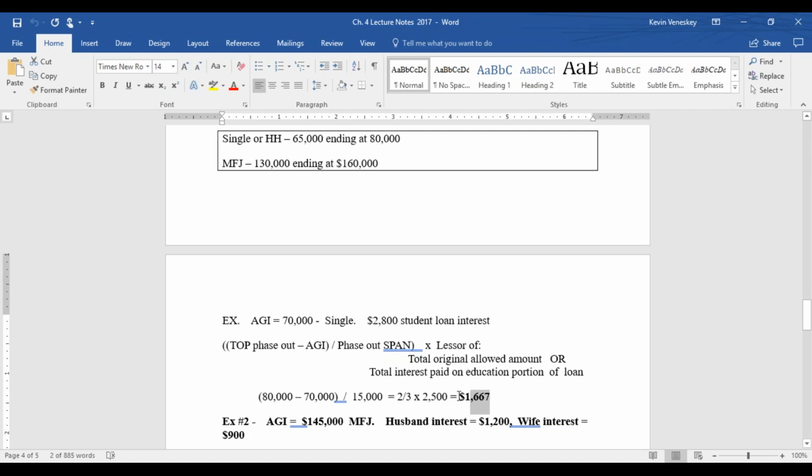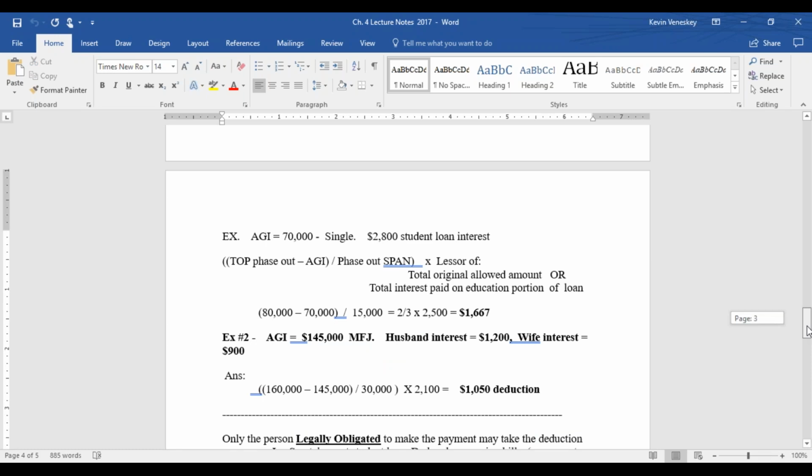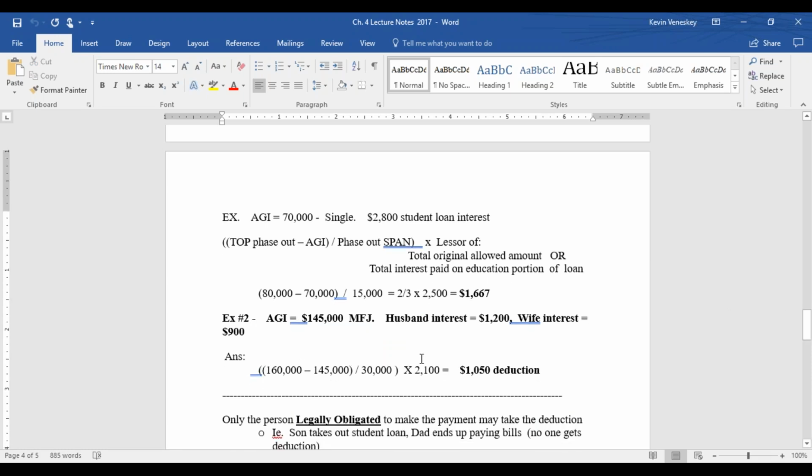So therefore, I'm only allowed to take a $1,667 student interest deduction at most. I have a second example here just to show one more time if it's married filing joint. Take the top number. Since we are over the bottom threshold of 130,000, husband and wife interest, they both combined are still less than 2,500.